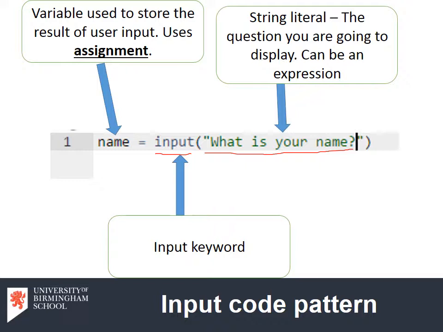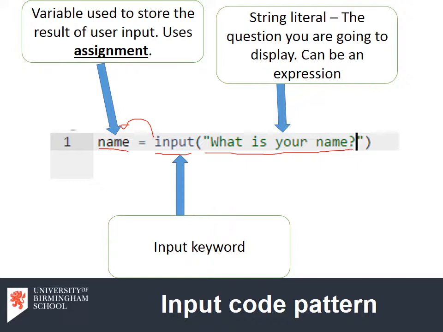So when this line of code runs, it will print out whatever that string literal is, and then it will wait until the user enters something. They have to type some text in and then press the enter key. Once they press the enter key, whatever they've typed in on the computer will be stored inside this variable. It gets assigned to whatever variable's on the left-hand side.